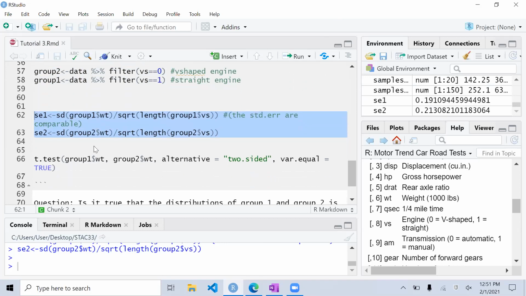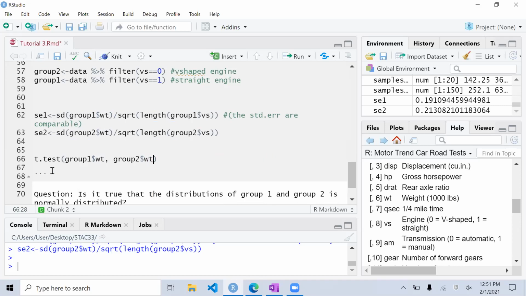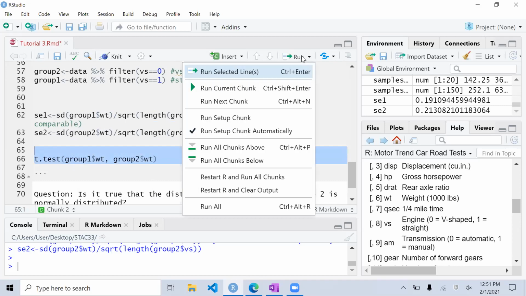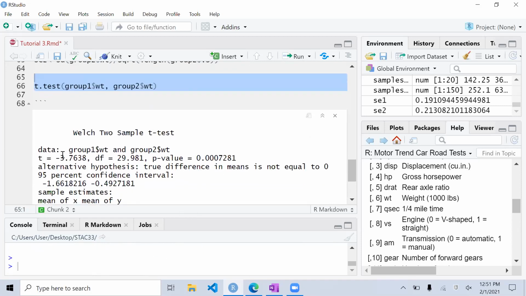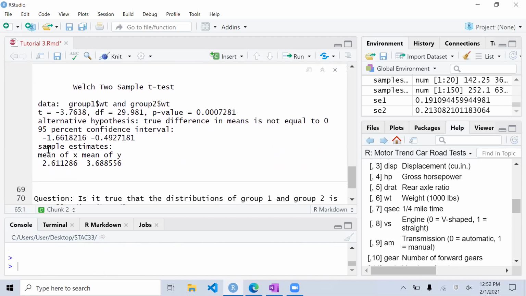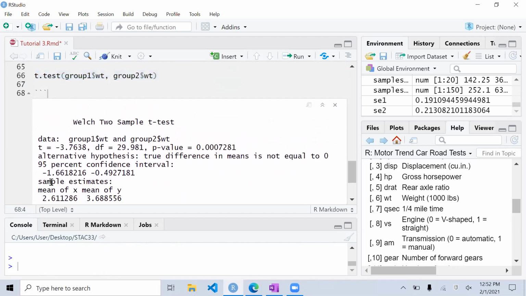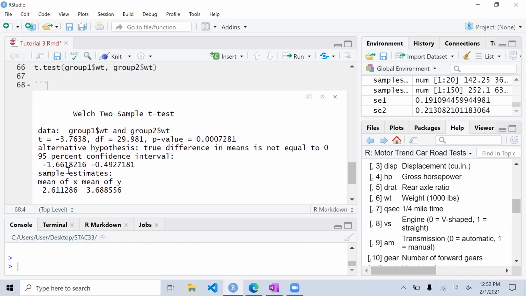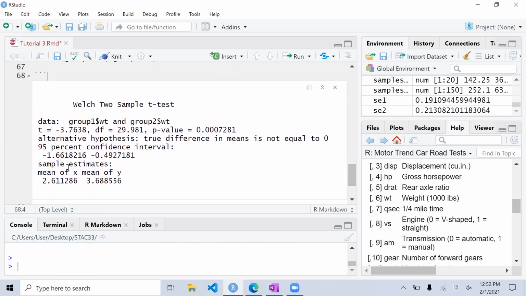I just want to point out that if I remove these two features here, alternative equals two.sided and var.equal equals TRUE, this is the same thing as this. So the test, let's not skip steps, we can actually run it and see. You can see that I get this, right? The default is to do a Welch two sample test. Right, this is the default.